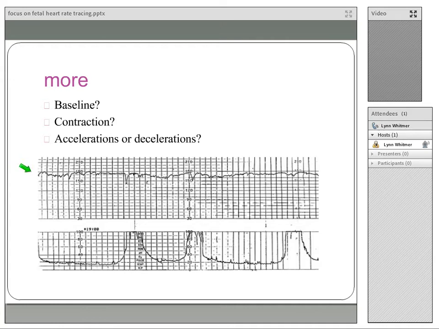Does this baby have decelerations? Well, by golly, yes, he does, right here. And he has another one right here. And he has one right here.